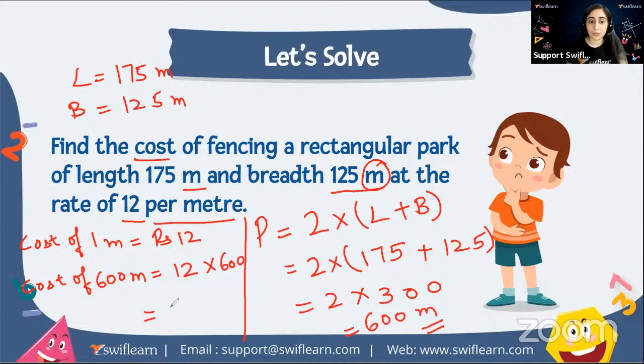So that comes out to be 7,200 rupees. So I need to pay 7,200 rupees to the fencer to fence that rectangular park with the same length which is given in the question. So I hope now you're able to solve this. Yeah. So it's pretty easy.